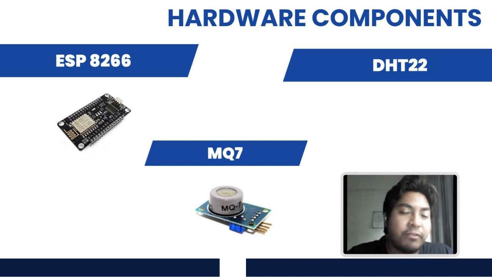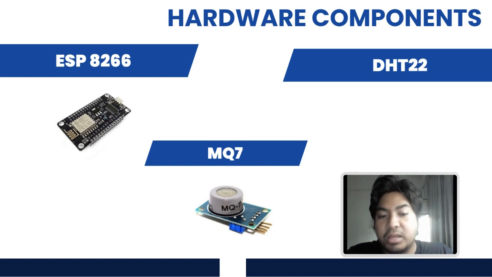Other than that, of course, we use the DHT sensor, which is a digital sensor used for sensing temperature and humidity. It offers high reliability and long-term stability, and it measures the temperature in Celsius and humidity in percentage. After that, we also use the MQ7 sensor, where the MQ7 is an analog sensor designed to detect carbon monoxide, CO, levels. It has high sensitivity and fast response time, and it measures the concentration of carbon monoxide in the air.